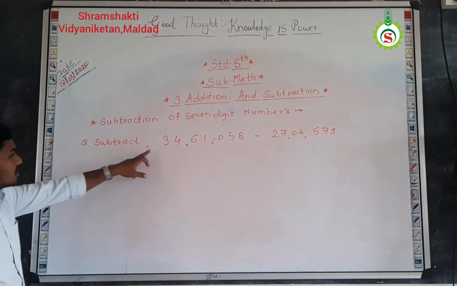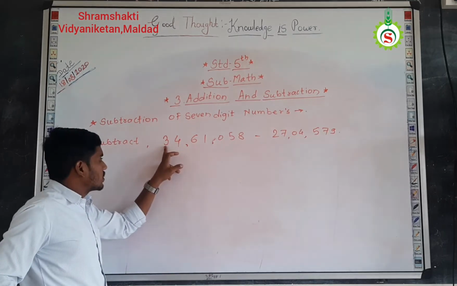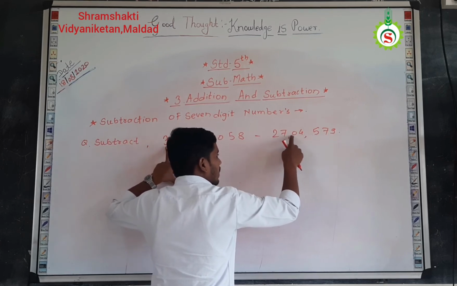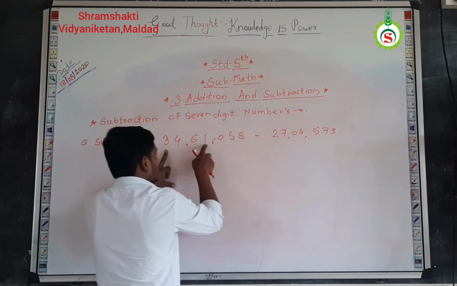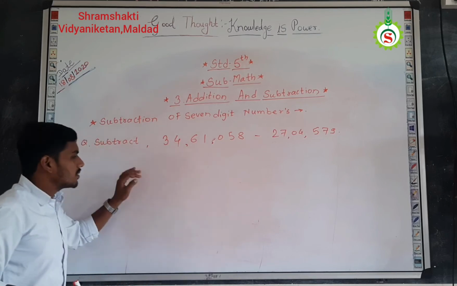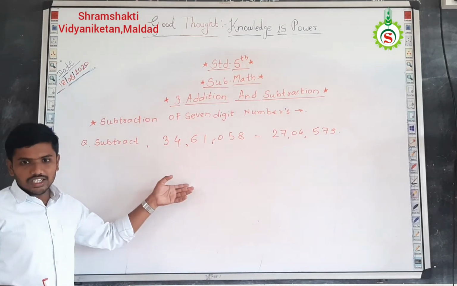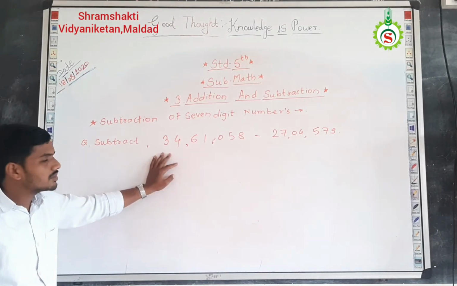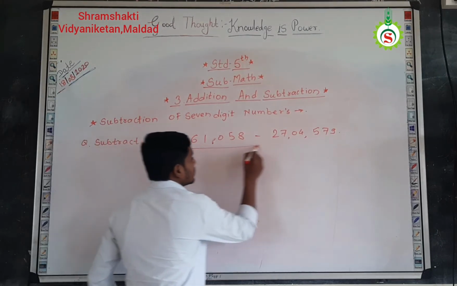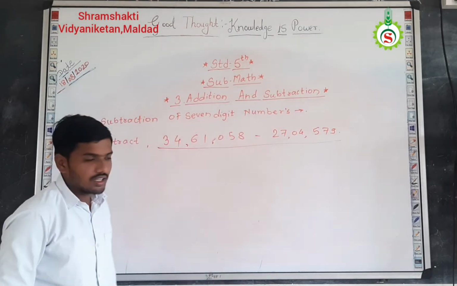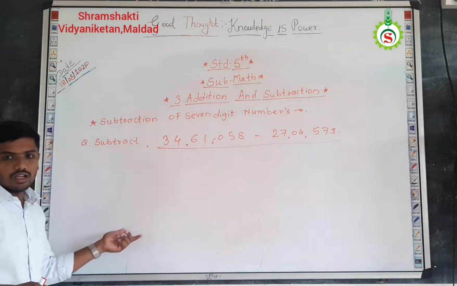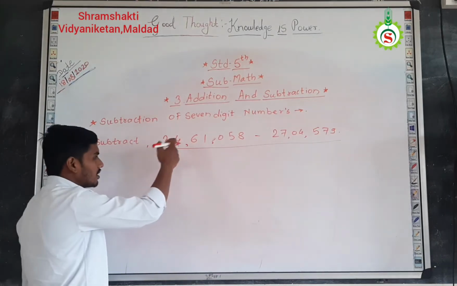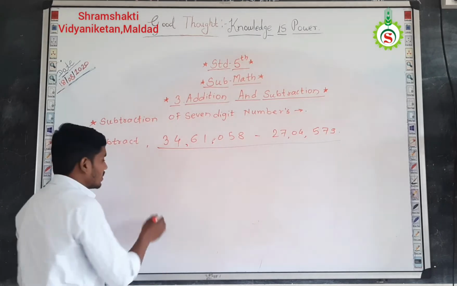Now see, what is the question? Subtract, and they have given 2 numbers. Both numbers contain 7 digits. That means that is an example of subtraction of 7-digit numbers. They have given the example in horizontal manner. Now we have to make it vertical. So for that, the larger number I will write on the upper side and the smaller number on the lower side.